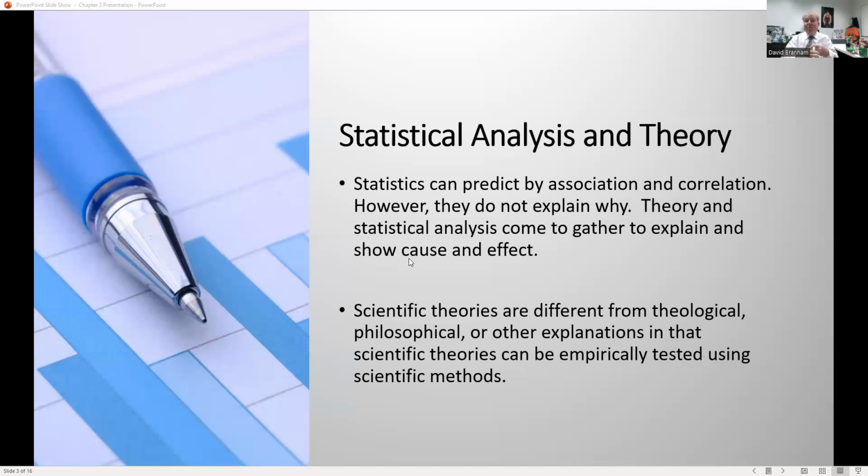Scientific theories are different from theological or philosophical explanations in that scientific theories can actually be empirically tested. You can take numbers and data and test a theory. You can't actually prove a theory is correct, but you can have empirical, numerical evidence that supports the theory. You can't have that in theological or philosophical explanations. That's what makes science different from those disciplines.